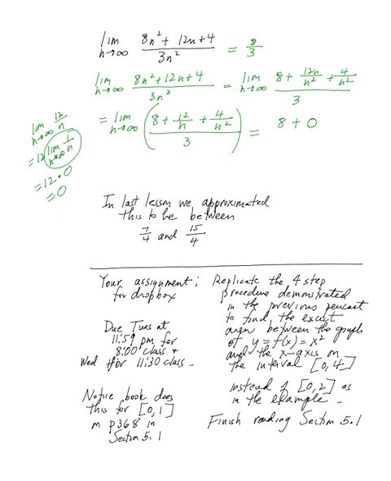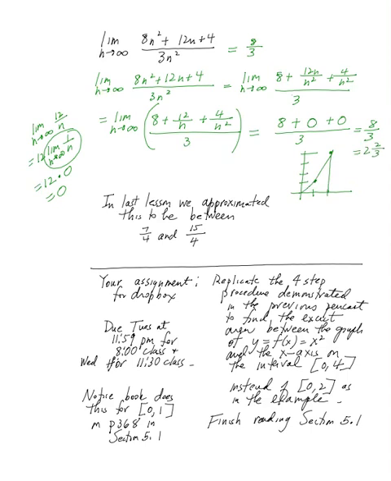What's 4 over n squared doing when n gets big? Well, if 1 over n is going to 0, then 1 over n squared would be going to 0 even faster. Get 8/3. So the exact area underneath this graph y equal x squared on the interval 0 to 2 is 8/3, which is 2 2/3.